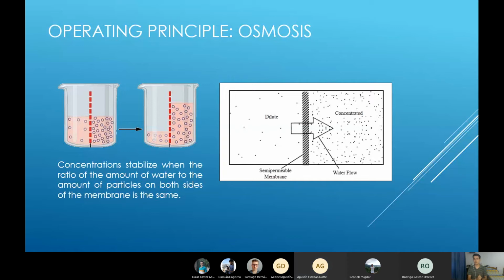Okay, now I'm going to talk about reverse osmosis. Reverse osmosis is based on the principle of osmosis. In osmosis, a semi-permeable membrane separates two solutions, as seen in the picture. This membrane allows some compounds like water to pass through it, but does not allow larger compounds through. The natural behavior in osmosis is that the water moves through the membrane from the dilute to the concentrated side until the concentrations are equal. Concentration stabilizes when the ratio of the amount of water to the amount of particles on both sides of the membrane is the same. In the first picture, we can see this concept of concentration stabilizing.